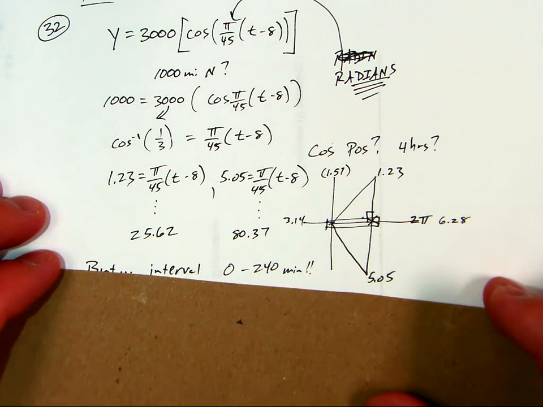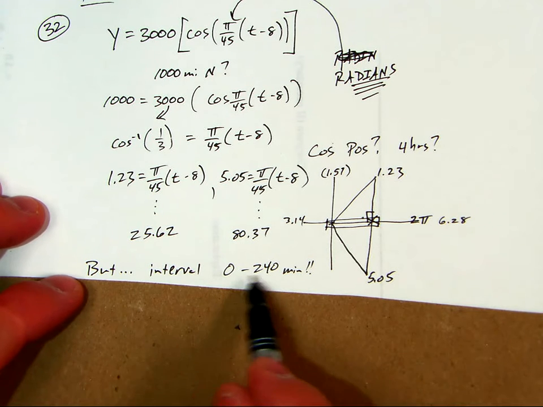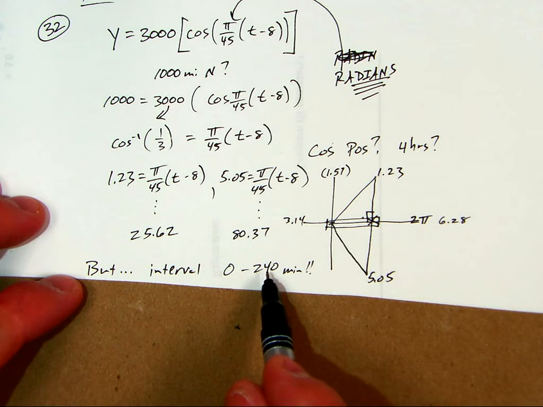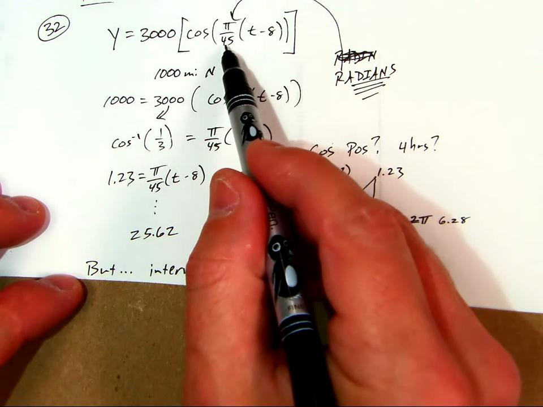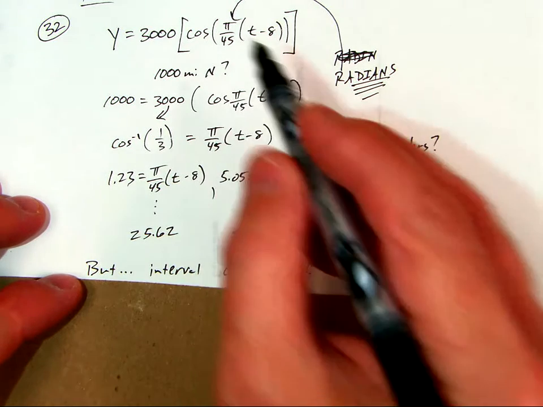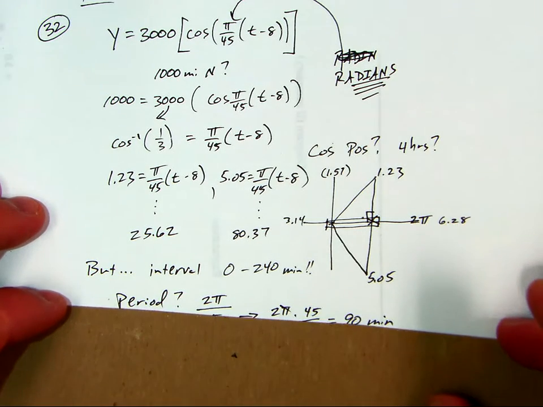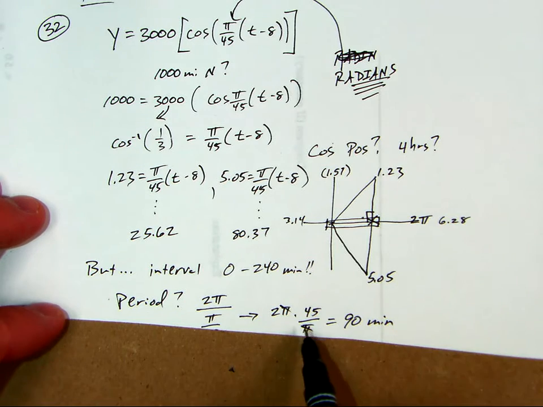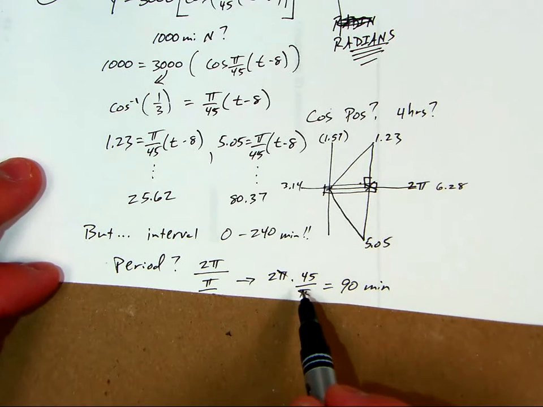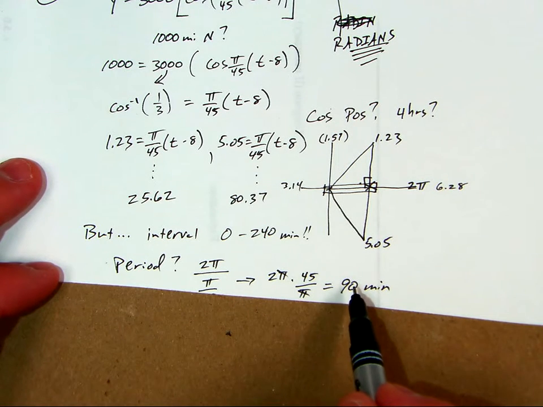So you have to remember, hey, we're on the interval from 0 to 240 minutes. How do you find the period of this function? Remember, the period is 2 pi over b. This is our b coefficient. So we do this little calculation. Remember, division is multiplying by the reciprocal, and bam, we get 90 minutes.